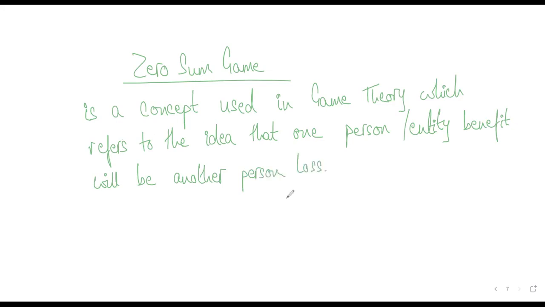So what would be a zero-sum game? What we discussed in oligopoly, that was a zero-sum game. How was that a zero-sum game? Because let's say there are two big players in an oligopoly market, let's say Ufone and Warid, or Ufone and Jazz, and one company is increasing the price.